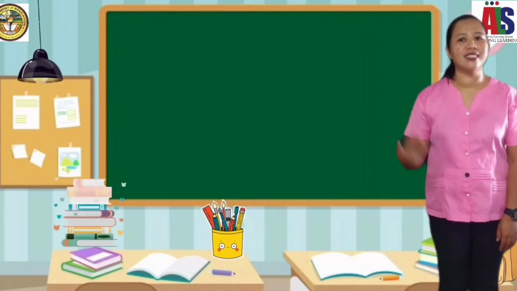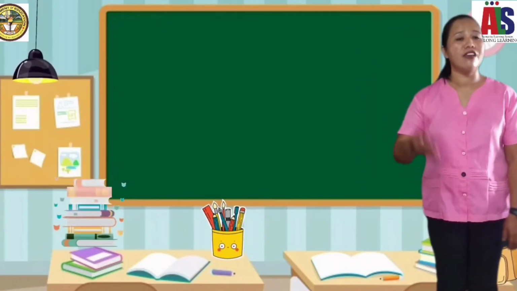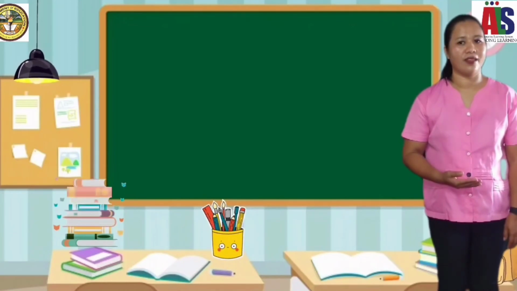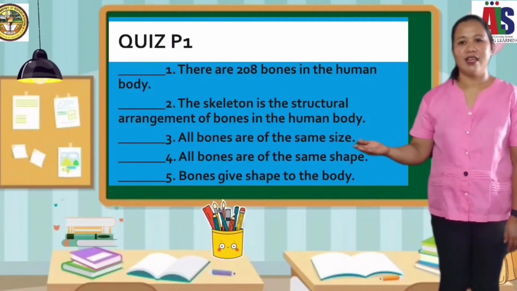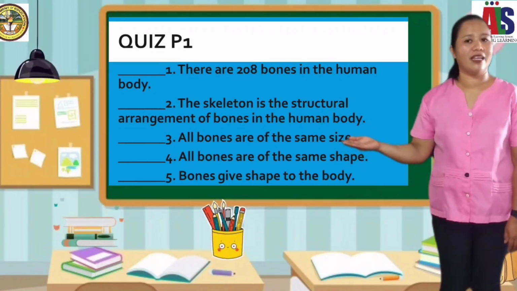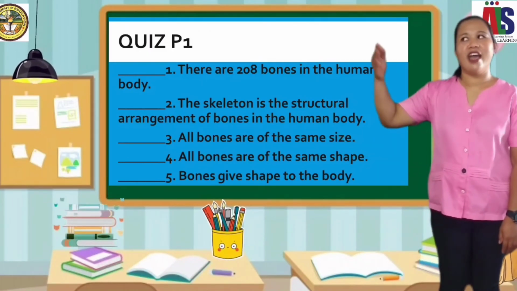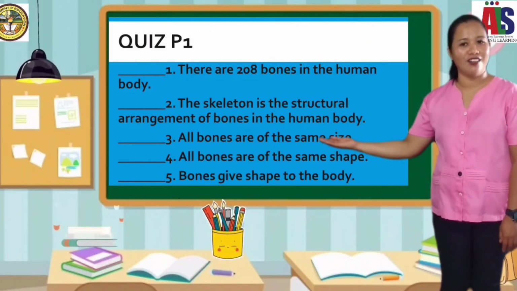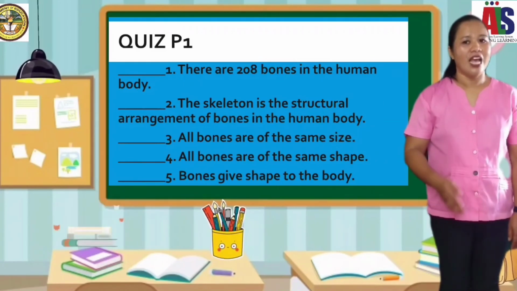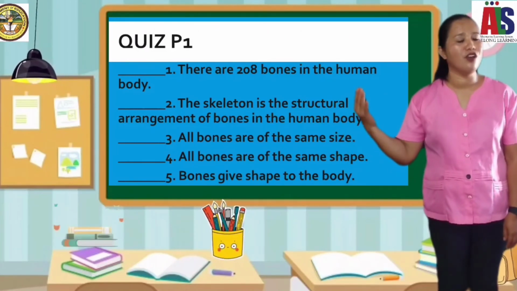Now, I will tell you a statement and you are going to respond if it is true or false. First, there are 208 bones in the human body. Correct! The answer is false. Number 2. The skeleton is the structural arrangement of bones in the human body.